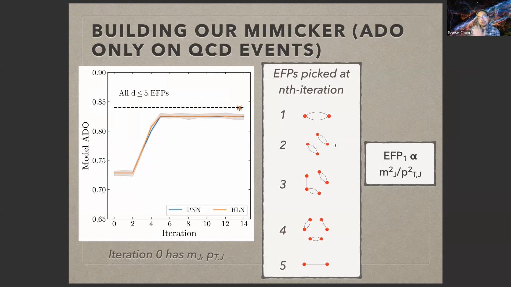This shows you some of the problem with the technique of comparing the ADO of the thing I want to mimic to the energy flow polynomials linearly, because you might get redundant information. Iterations 1 and 2, even though they work on the mispaired events, don't really help improve the mimicker. But by the third iteration, we do get this new energy flow polynomial, so we get a substantial jump. Here we get one more, the barbell, and we get another substantial jump.